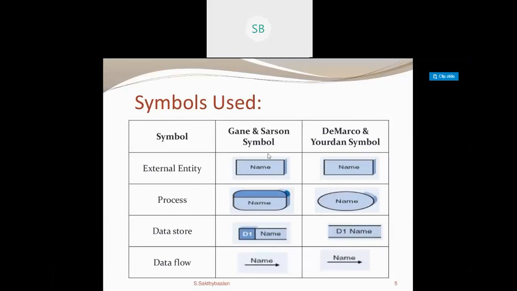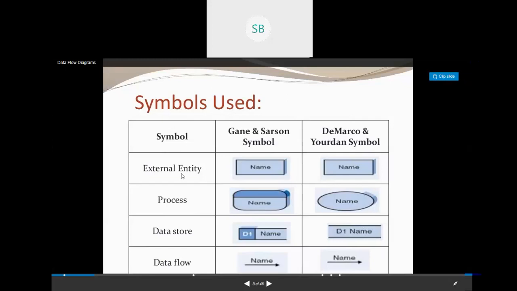Okay, see, in the external entity, the Gane and Sarson symbol, we represent the external entity in a rectangular box. Similarly, here also in rectangular blocks. The difference is only in the process and data store. The process is represented as a square type of thing, not a sharp edge but a little bit oval, and here in the Jordan symbol we represent it using a totally oval shape. Okay, this is a process.